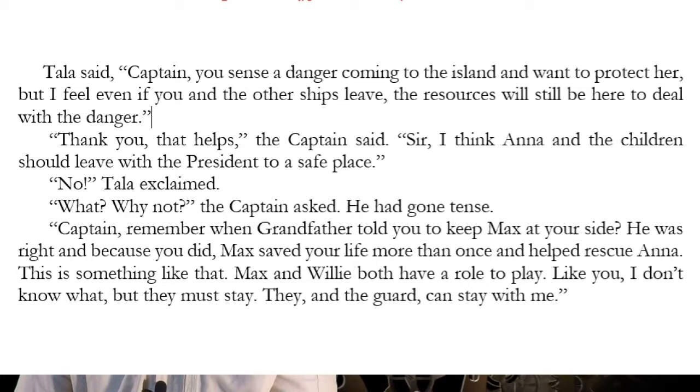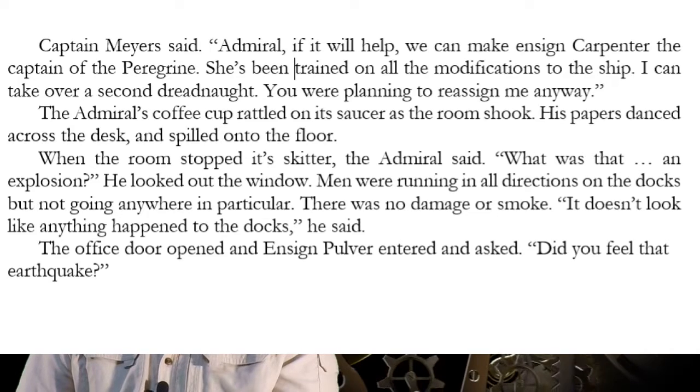"Captain, remember when Grandfather told you to keep Max at your side? He was right, and because you did, Max saved your life more than once and helped rescue Anna. This is something like that. Max and Willie both have a role to play. Like you, I don't know what, but they must stay. They and the guard can stay with me." Captain Myers said, "Admiral, if it will help, we can make Ensign Carpenter the captain of the Peregrine.